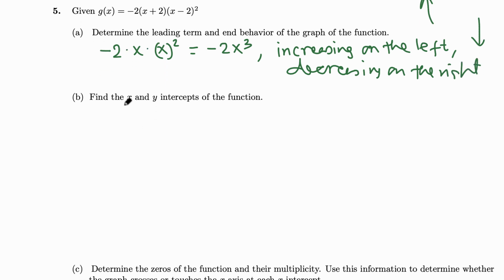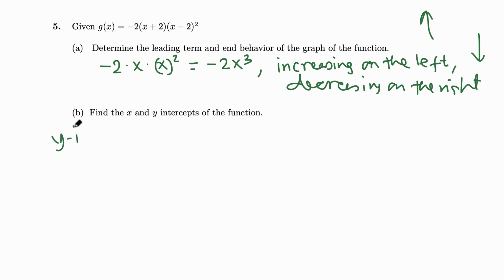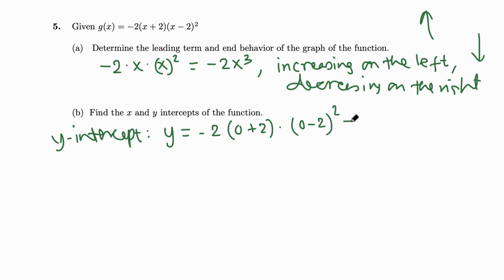Now find the x and y intercepts. So let's find the y-intercept. For that we plug in x equals 0, so this function g is y equals -2 times (0 plus 2) times (0 minus 2) quantity squared. So this is -2 times 2 times (-2) squared. The negative is squared, so positive 2 squared is 4. So 4 times 2 is 8, times -2 is -16.